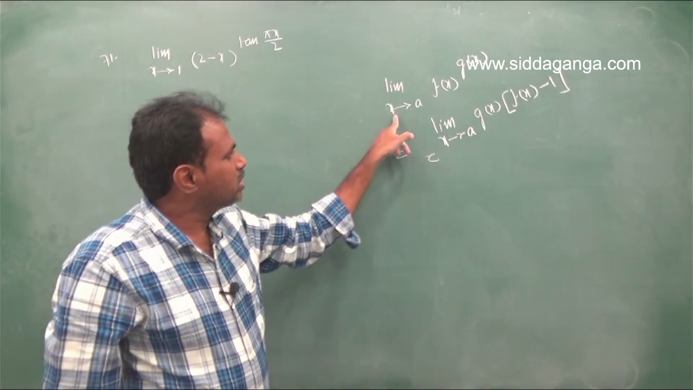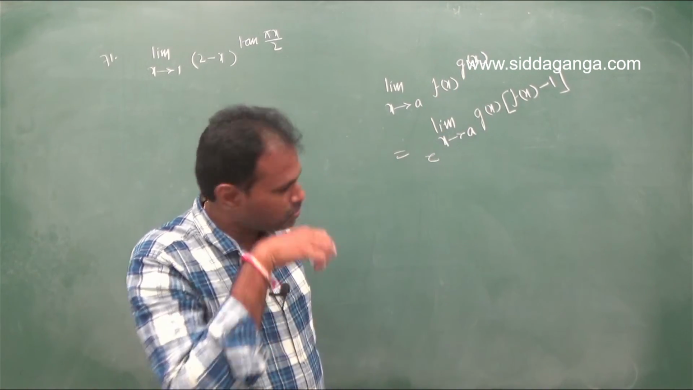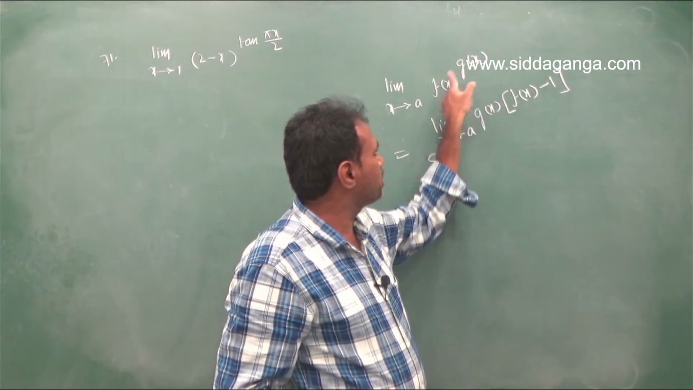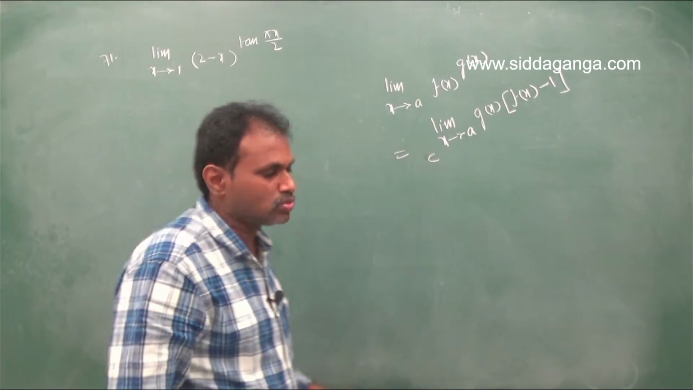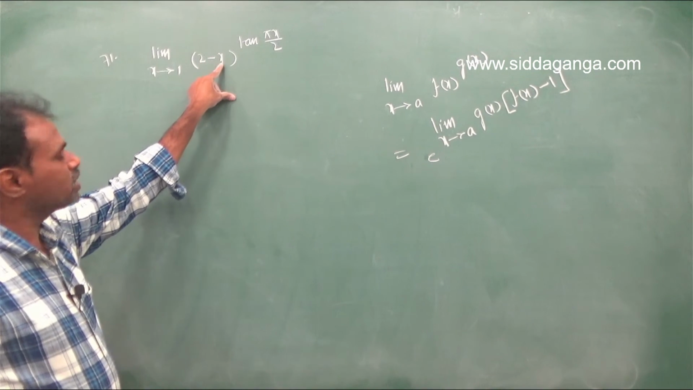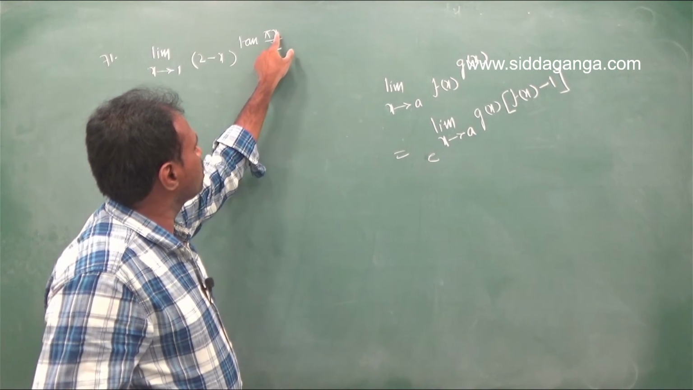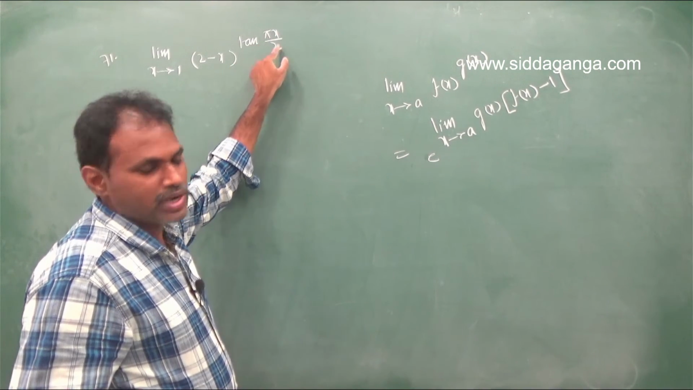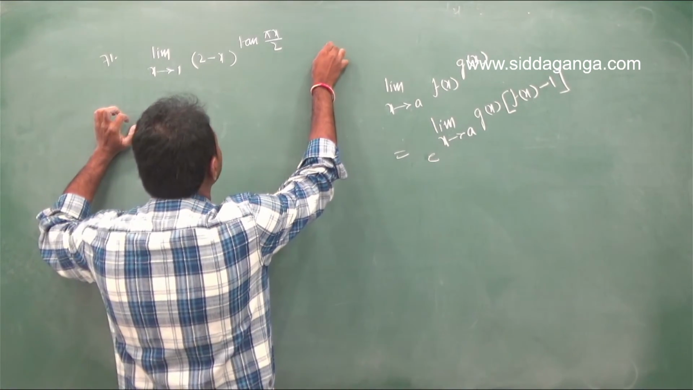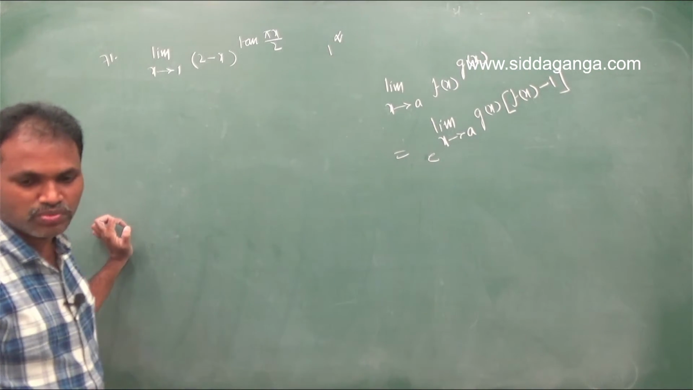When you substitute the x value in the function, if the function is converted into 1 power infinity form, then you can write e power limit x tends to a, g of x into f of x minus 1. Now, if you put x equal to 1 here, 2 minus 1 is 1, so 1 power tan of 1 into pi by 2, and tan pi by 2 means infinite. Therefore, if you put x equal to 1 in the function, it is converted into 1 power infinity form.